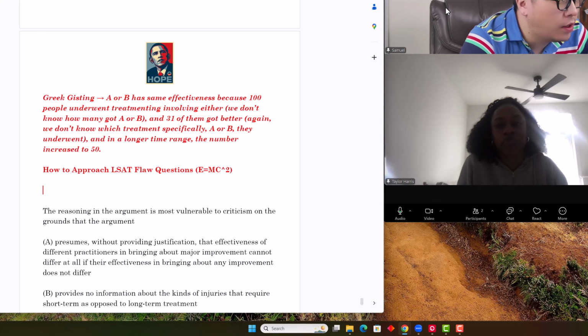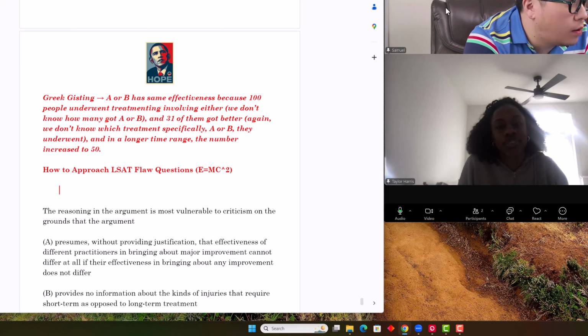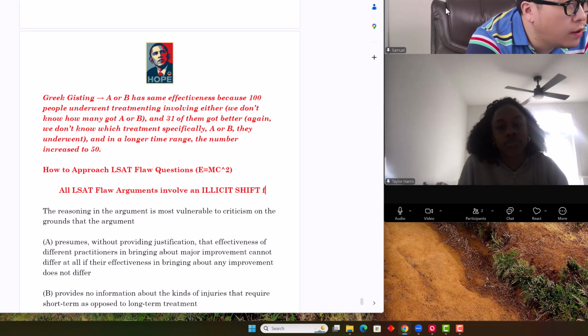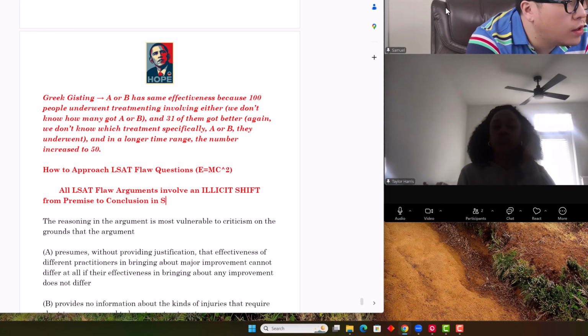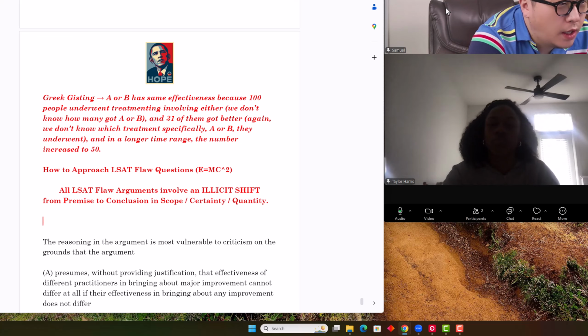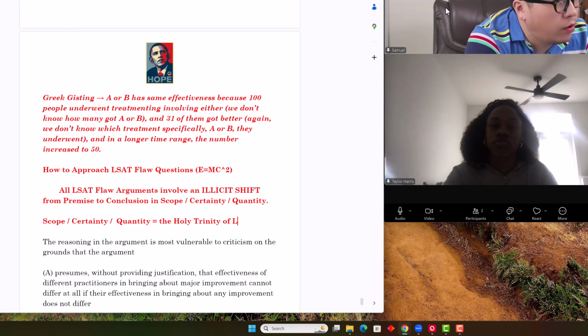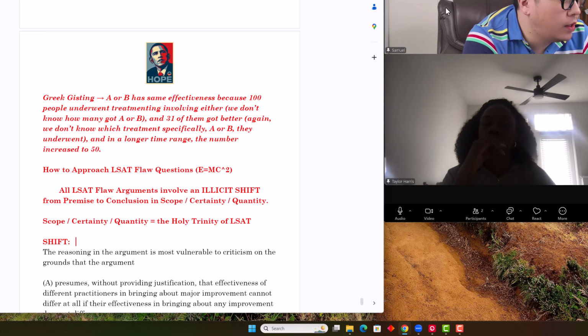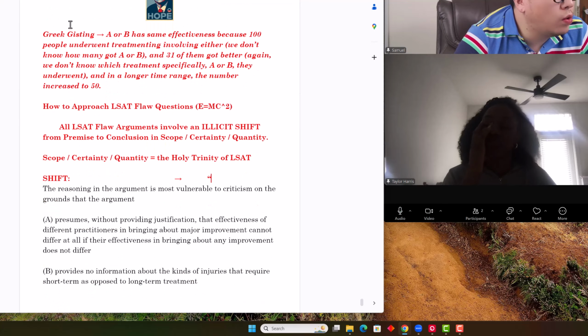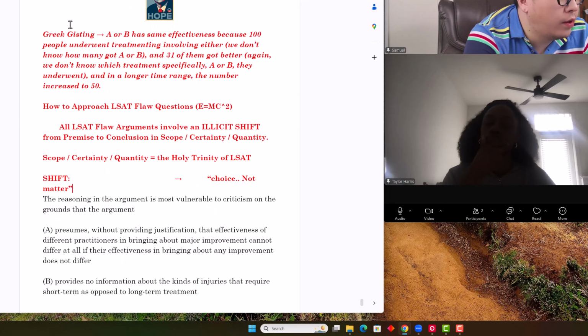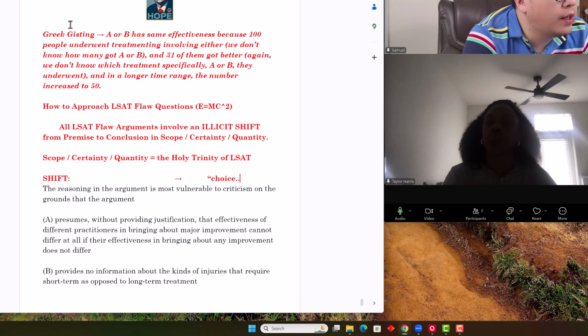So I'm going to summarize how to approach flaw in just one sentence. All LSAT flaw arguments involve an illicit shift from premise to conclusion in scope, certainty, or quantity. That's it. And the SCQ are what I refer to as the Holy Trinity of LSAT. So here, the shift is in certainty.